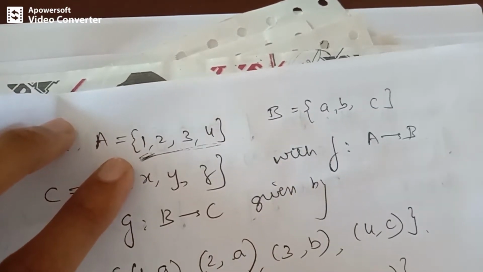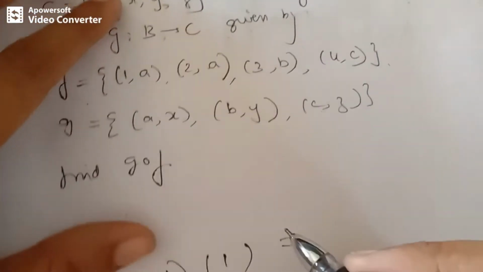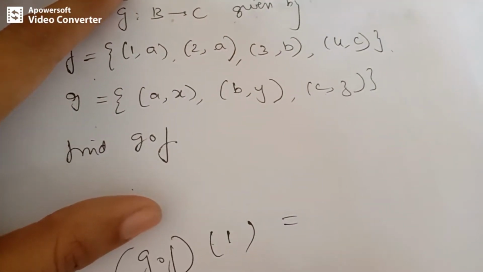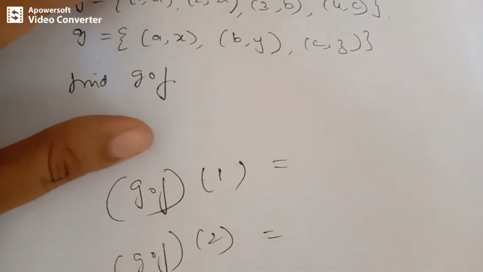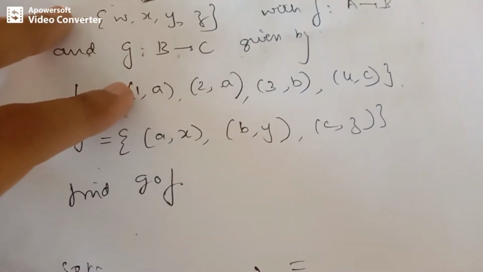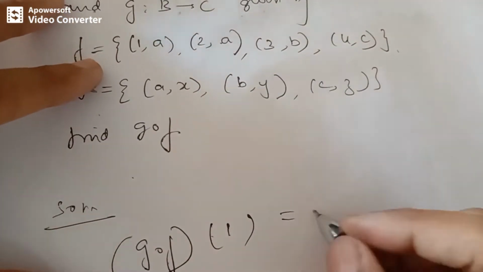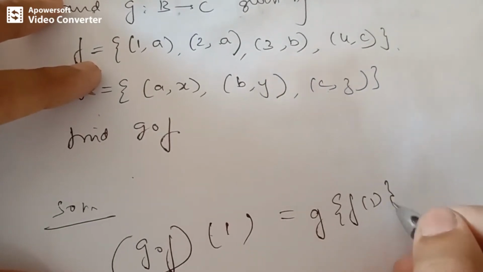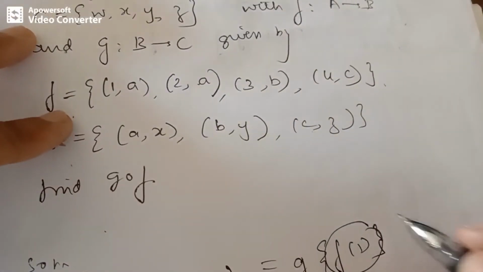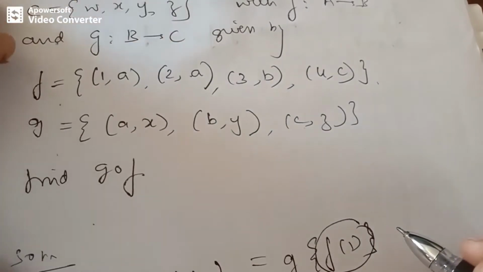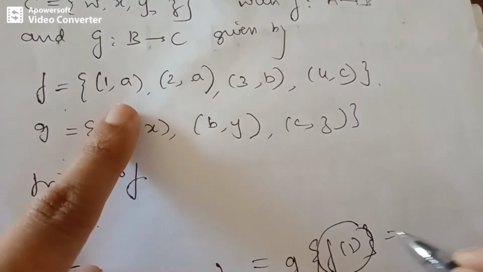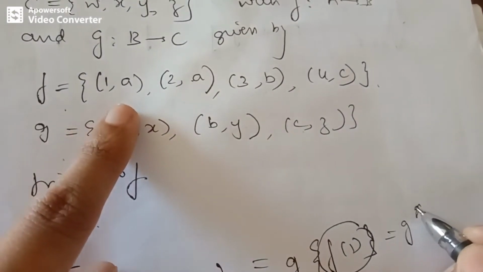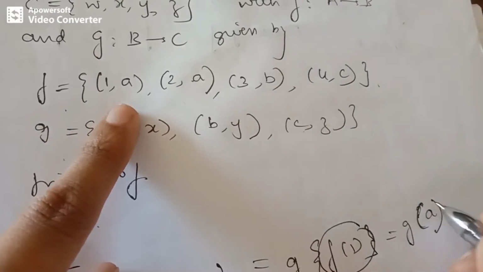So we need to find out g composite f of 1, g composite f of 2, g composite f of 3, then g composite f of 4. Clear? So this is the aspect. Now let's write down, as per the formula we know that it is g of f of 1. So let's substitute: what is f of 1? To which element is it mapped? To a, right? So let us write it as g of a.